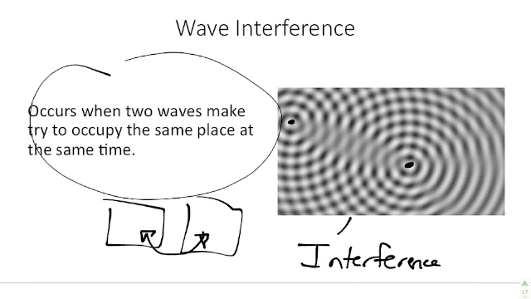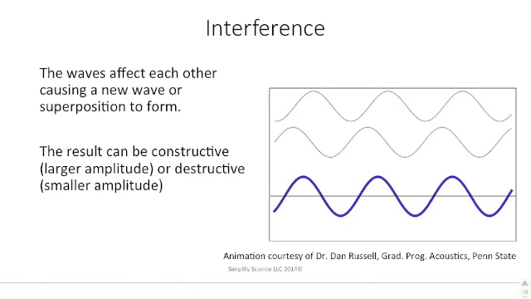And instead of seeing the circular pattern that we would expect with waves, you see this odd pattern in between. And that odd pattern in between is a result of, once again, interference. So there are some rules that we need to look at whenever we talk about interference that are actually pretty straightforward. The first one says the waves affect each other to cause a new wave, or a superposition.